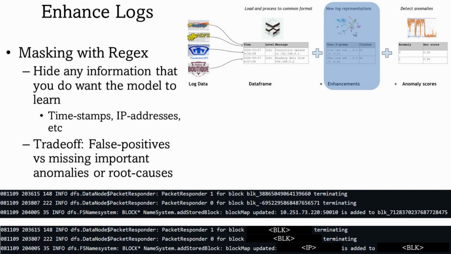Before logs can be analyzed effectively, it is very likely that we want to mask certain parts of the log messages. Masking helps focus the analysis on relevant content by concealing information that is not essential or even misleading for the model to process, such as timestamps or IP addresses.